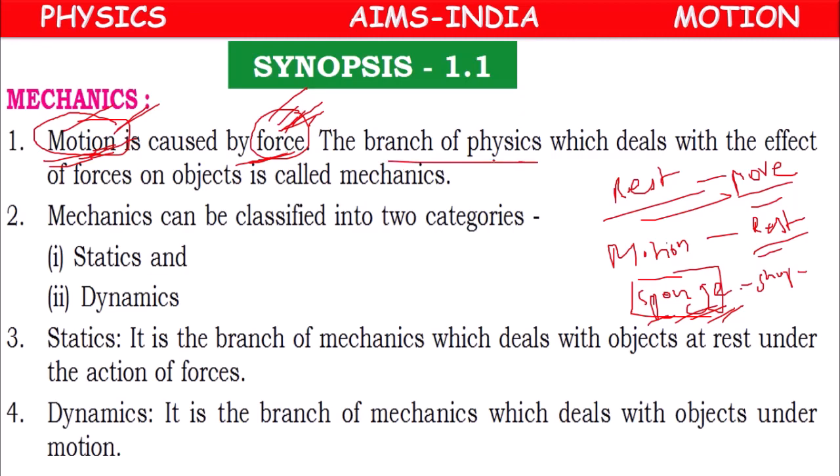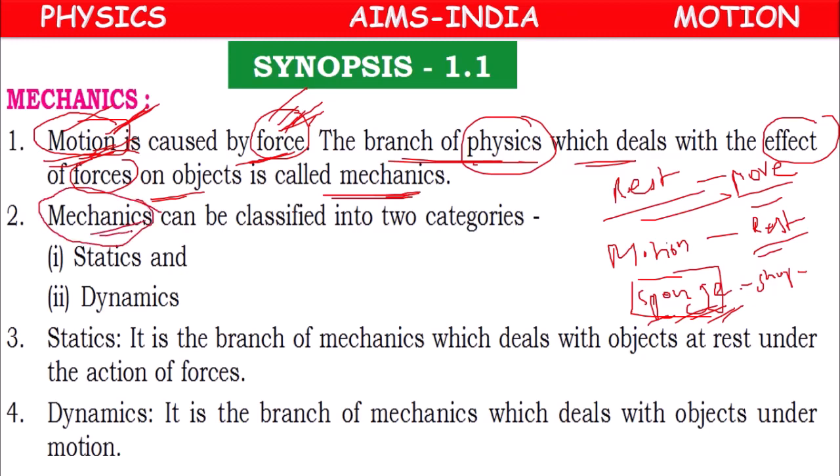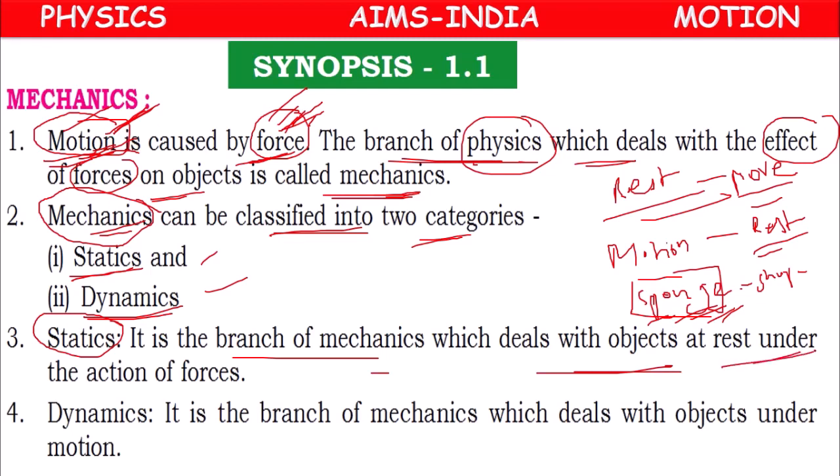The branch of physics which deals with the effect of force on objects, particularly regarding motion, is called mechanics. This branch of mechanics is again classified into two categories: one is statics, another one is dynamics. Statics is the branch of physics which deals with objects at rest under the action of forces.